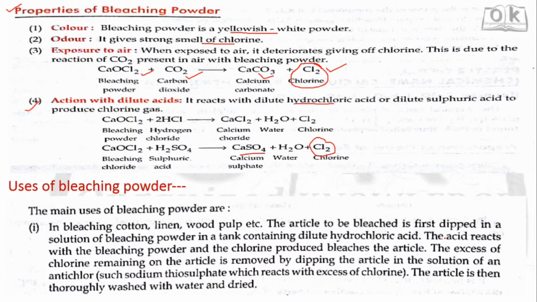So due to the formation of this chlorine gas, it bleaches the articles, and the excess of chlorine remaining on the article is removed by dipping the article in a solution of an anti-chlor, such as sodium thiosulfate, which reacts with excess of chlorine. And so the article is then thoroughly washed with water and dried. So this is a small process of how to bleach clothes.